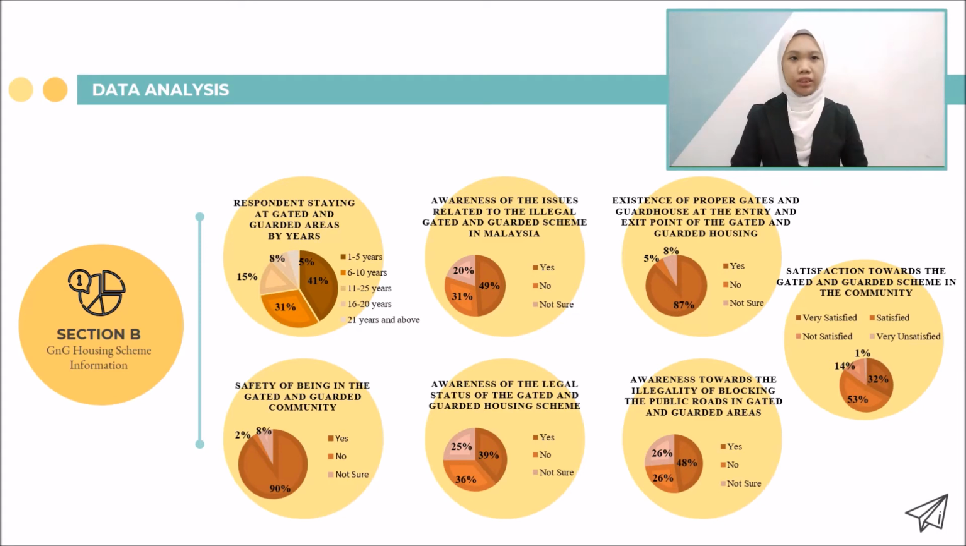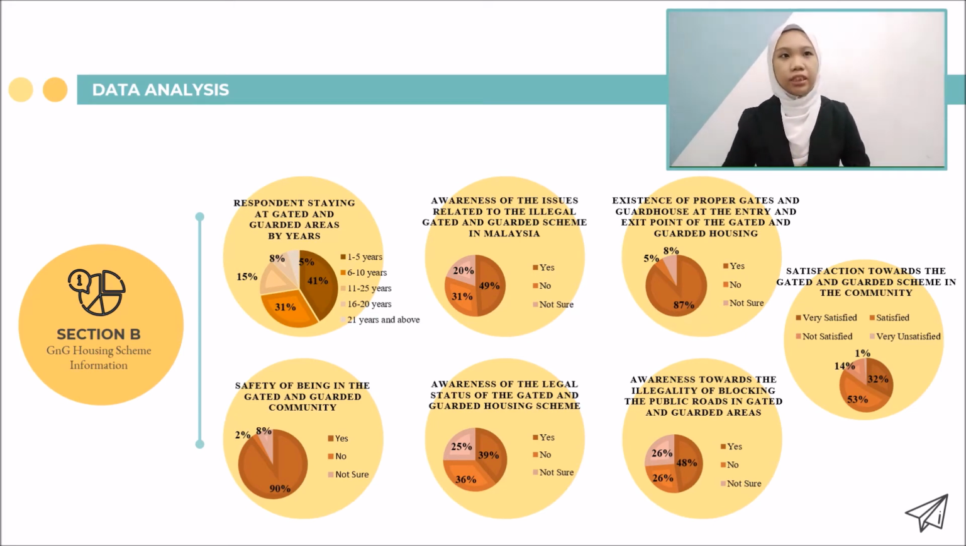Moving on to the next pie chart, which is on the awareness of the illegality of blocking public roads in gated and guarded areas. The majority of the respondents are aware that it is illegal to block the roads in the gated and guarded areas, while they are equal in response of not sure and no, meaning they are not aware of the illegality of blocking public roads in gated and guarded areas.